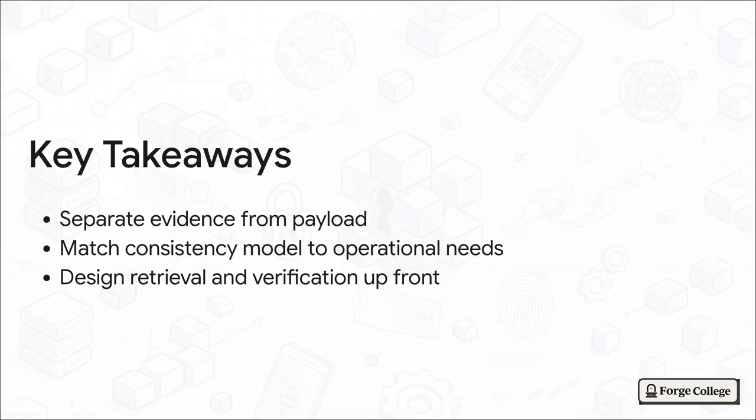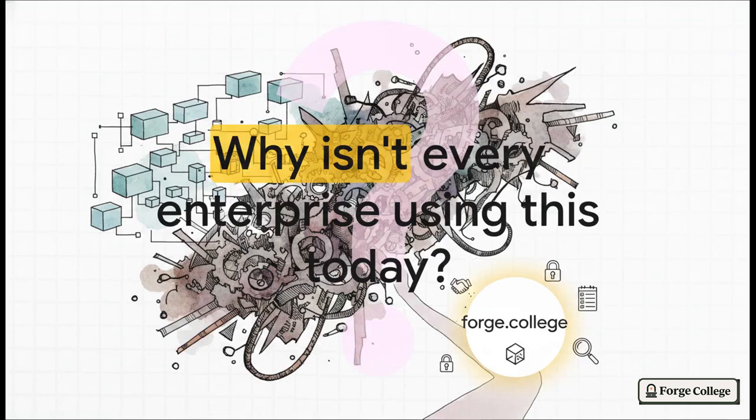Pretty cool, right? So, the crucial point here, if you take away just 3 design principles from today's explainer, make it these. Number 1, always separate evidence from your payload. Put the proof on the ledger, but keep the data itself in a controlled store. Number 2, perfectly match your consistency model to your actual operational needs. And number 3, design your retrieval and verification workflows right up front. Which leaves us with one final, pretty provocative question. If this blueprint so perfectly solves privacy and trust, why isn't literally every enterprise in the world using this right now? Well, there is a massive difference between a clean engineering blueprint and the messy, slow reality of corporate friction.